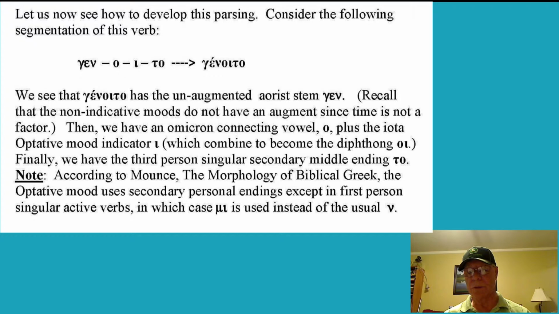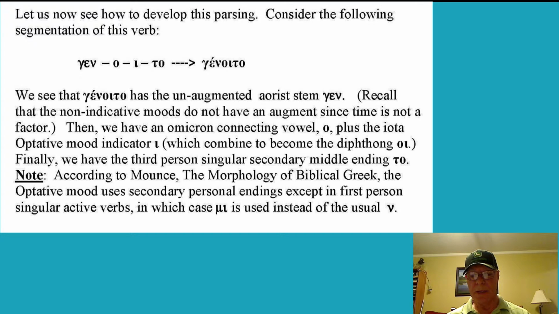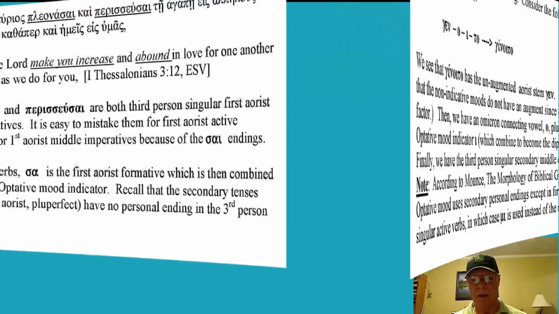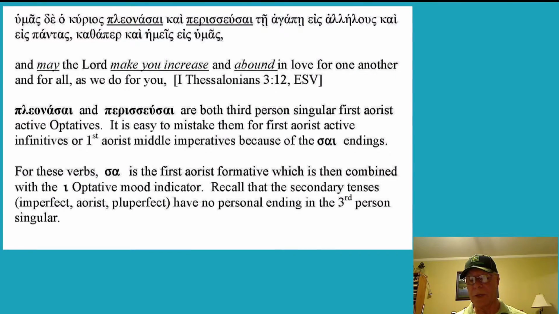According to Mounce in his Morphology of Biblical Greek, the optative mood uses secondary personal endings except in first person singular active verbs, in which case mi is used instead of the usual n. The stem gen is termed a thematic stem since it is followed by the connecting omicron vowel. It turns out that virtually all such stems of verbs in the optative mood are followed by an omicron connecting vowel. We next look at an example of the formation of a first aorist optative verb.